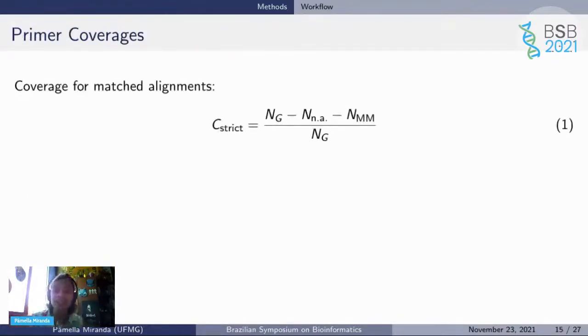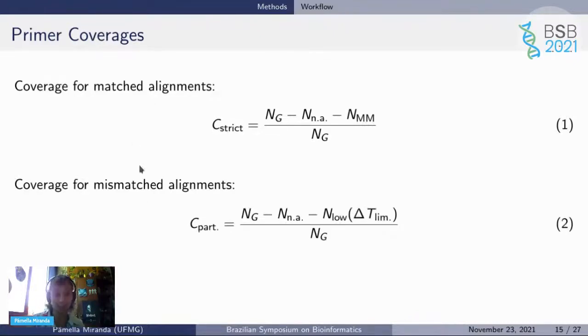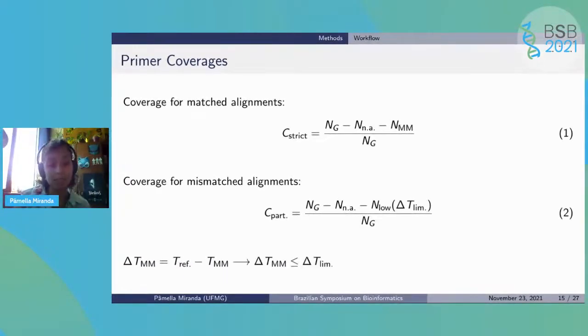And the third and last step of our workflow is the calculation of coverage for matched alignments and mismatched alignments. Here, we consider a limit. It is regarded as follows. We have the difference between the melting temperature of the primer and the melting temperature of the mismatched alignment of this primer. If this difference is equal or below the limit, this alignment is accepted to the calculation of primer coverage.